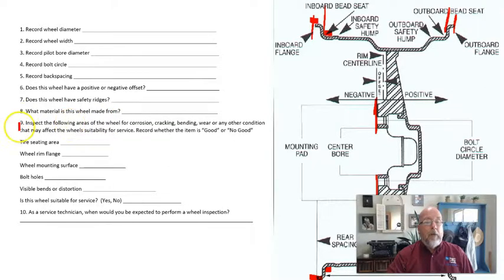Okay, number 9, inspect the following areas of the wheel for corrosion, cracking, etc., and identify as good or no good. Tire seating area, so that's in here where the tire is going to contact the wheel. Is it in good shape? This is an area where it's common to find corrosion that may need to be addressed if you're putting new tires on there. The wheel rim flange, that's the very outboard edge of the wheel here.